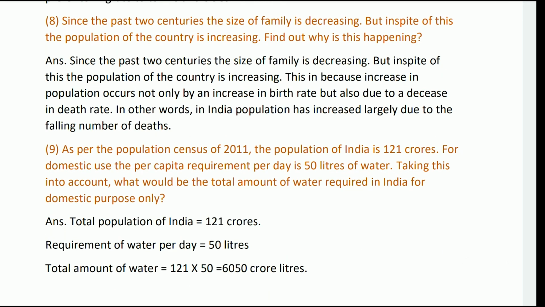Since the past 2 centuries, the size of the family is decreasing, but the population of the country is increasing. Find out why this is happening. Since the past 2 centuries, the size of the family is decreasing, but in spite of this, the population of the country is increasing. This is because the increase in population occurs not only by an increase in birth rate but also due to a decrease in death rate. In other words, in India, the population has increased largely due to the falling number of deaths.